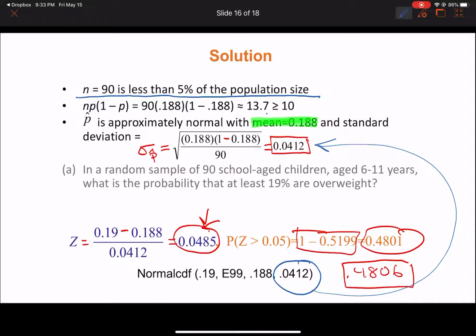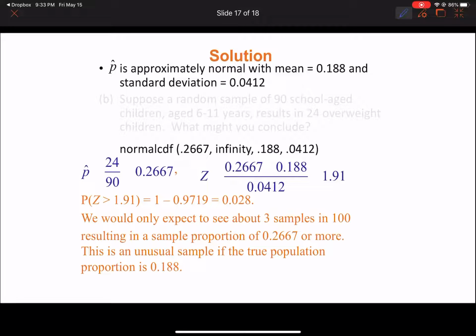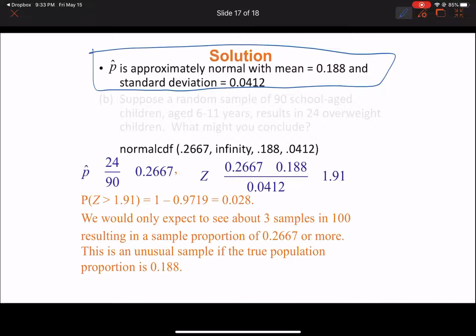So let's answer the questions. Our first question was, what is the probability at least 19% are overweight? The probability is about 0.48, so it's about 50-50 that 19% are overweight. Let's take a look at the second question. p hat is approximately normal with mean 0.188 and standard deviation 0.0412. I kept this because I'm going to need it for my next problem.